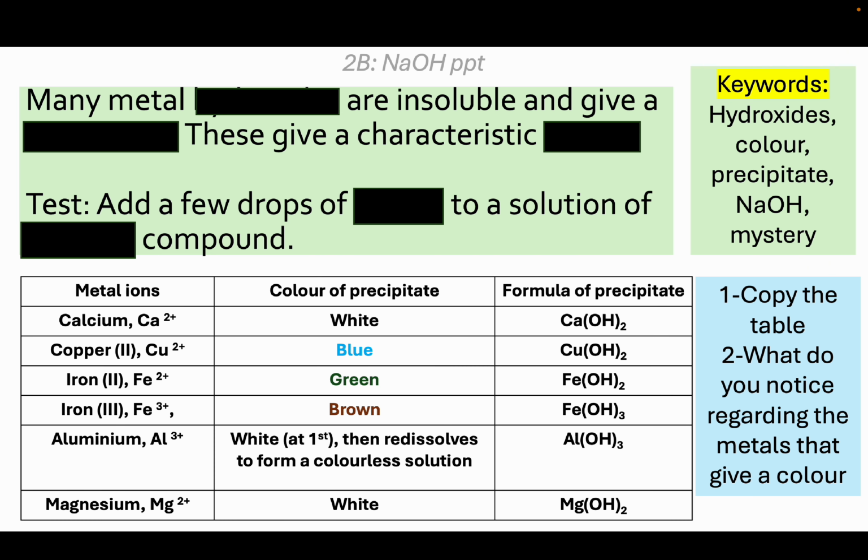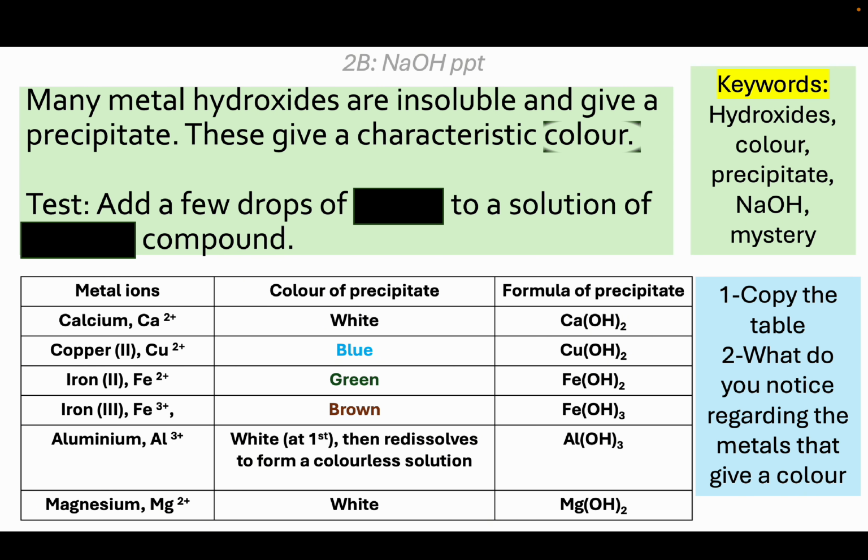We're now going to have a look at sodium hydroxide precipitate. So many metal hydroxides are insoluble and they give a precipitate. These give characteristic colours. You simply add a few drops of sodium hydroxide to a solution of your mystery compound. The table below over here, I've shown you all the different metal ions along with the colour of the precipitate they make and the formula of that precipitate. Firstly, it says copy the table over here, so do make sure you make a note of it. But secondly, it says what do you notice regarding the metals that give colour?